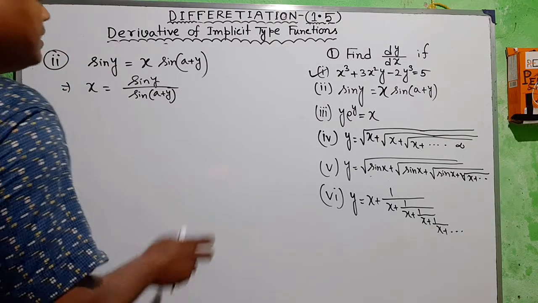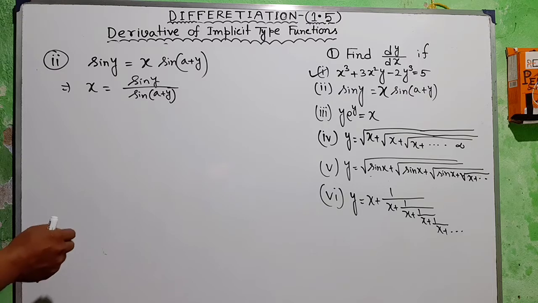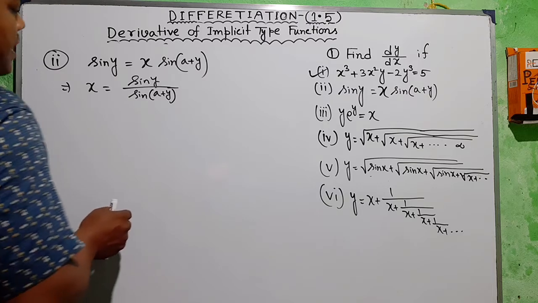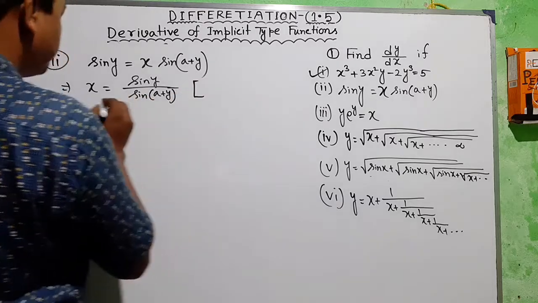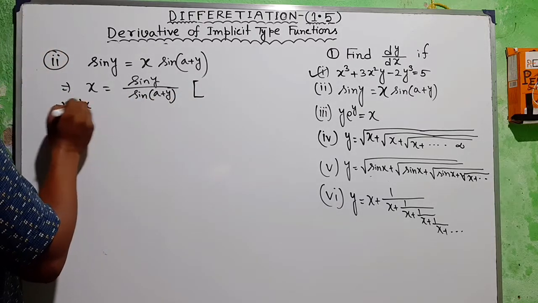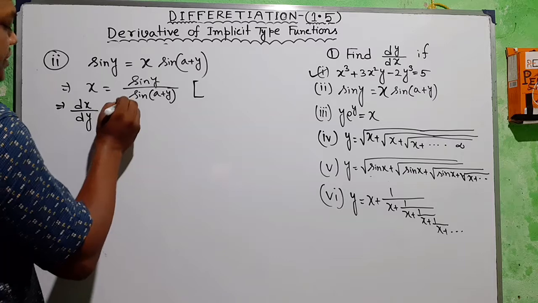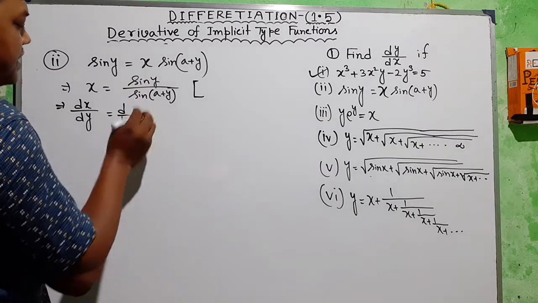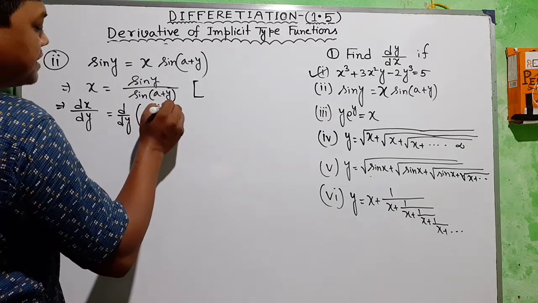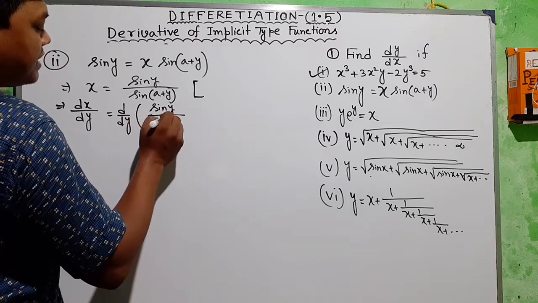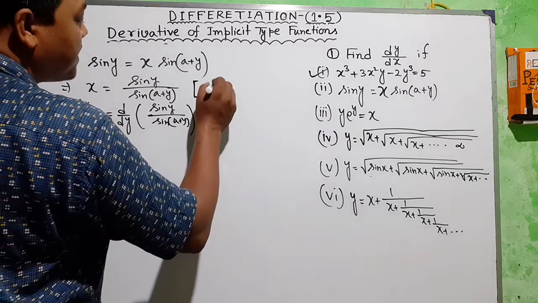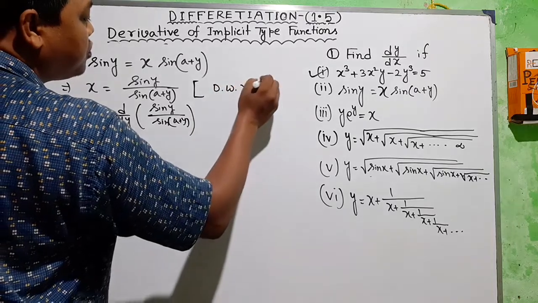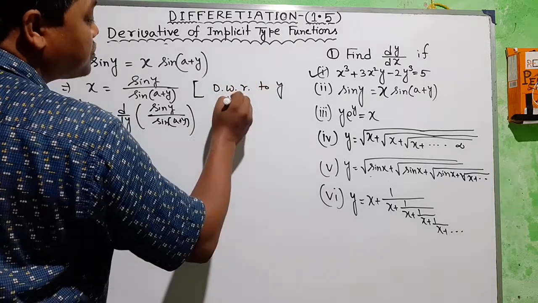So x equals sin y by sin(a plus y). Now we differentiate with respect to y on both sides, so we get dx/dy equals d/dy of sin y by sin(a plus y). Here we have taken the independent variable as y. Now differentiate with respect to y on both sides.